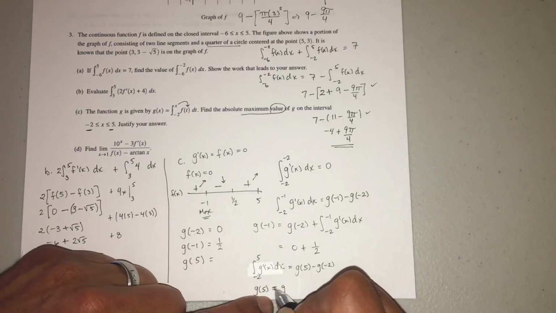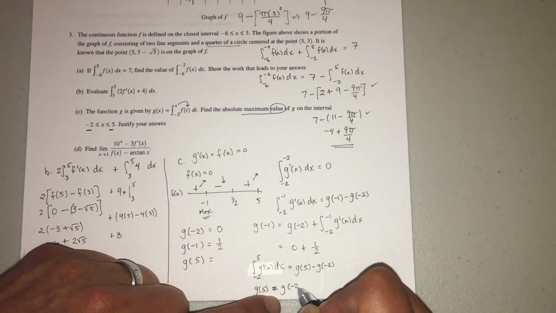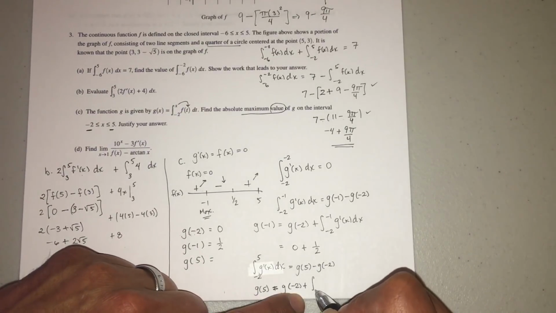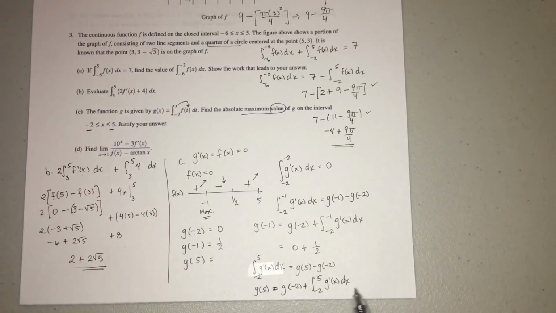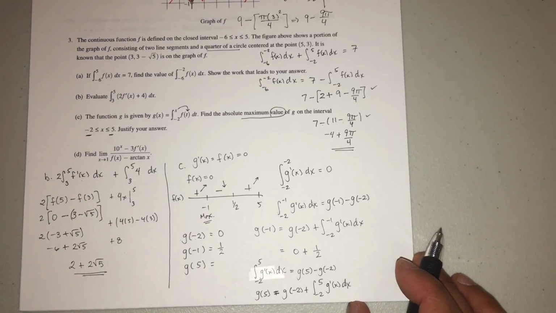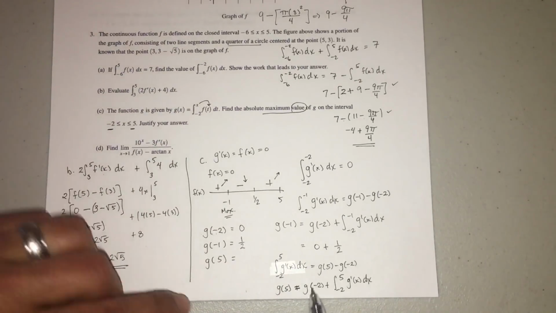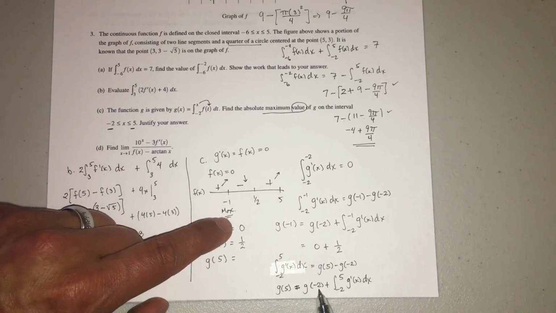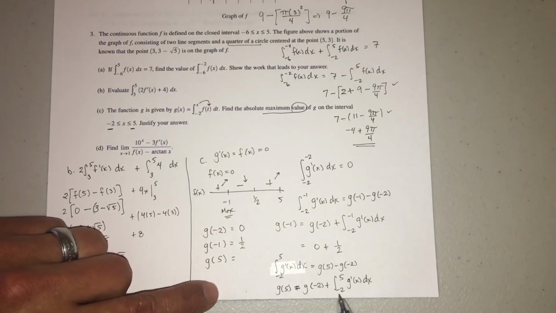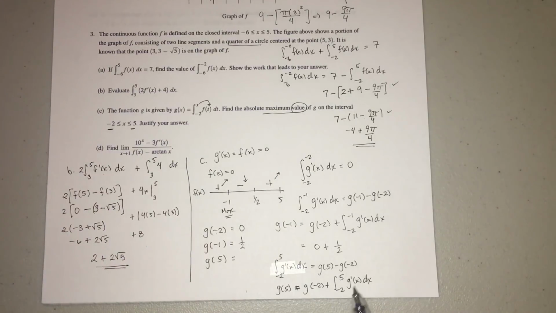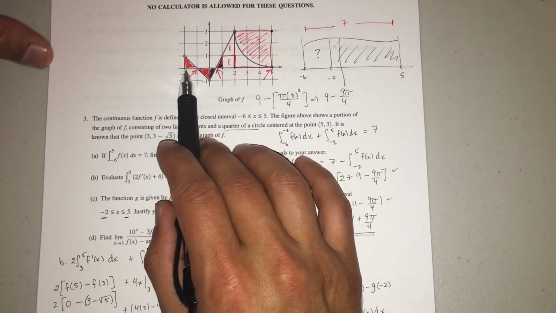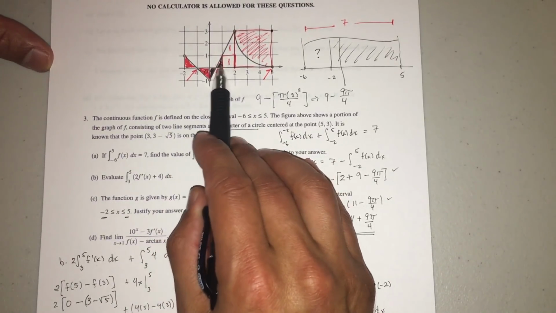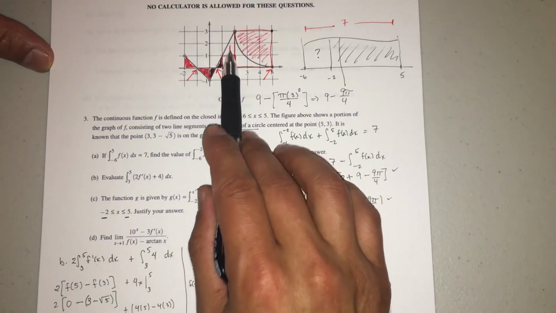Equals g of -2 plus the integral from -2 to 5 of g prime of x dx. Remember, g prime of x is your graph of f. Okay, so now what's g of -2? We already found that at 0. And what's this guy? Well, it's the integral from -2 to 5. And actually, we already solved that. So we've got to figure out the area from -2 to 5, and we already found that. So this guy cancels, this guy cancels. So now we know that this is 2.